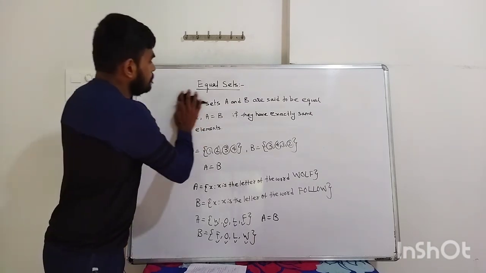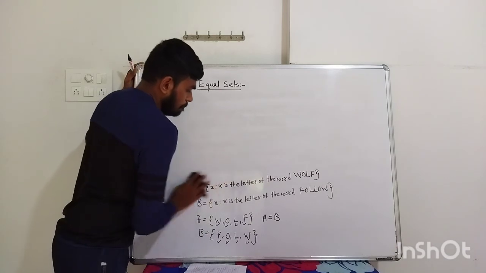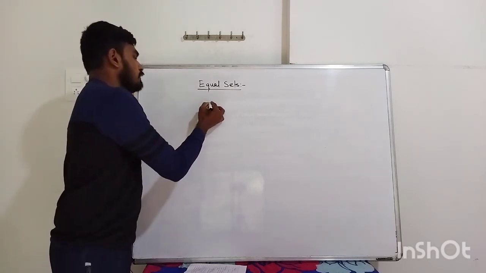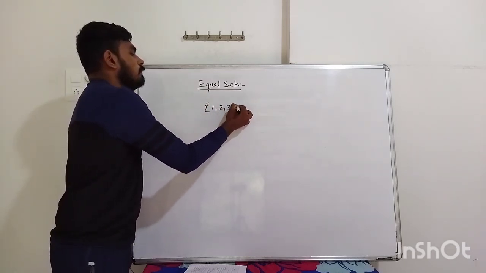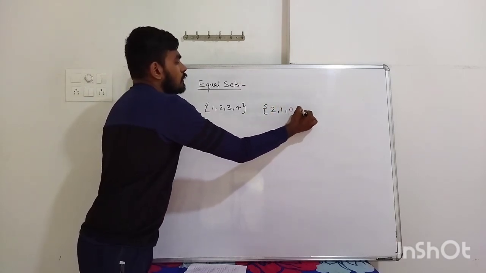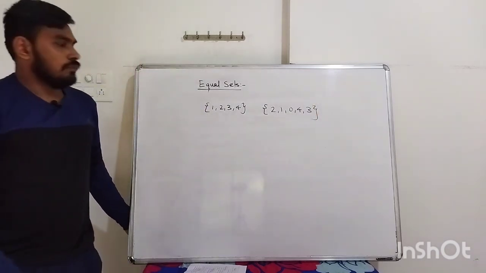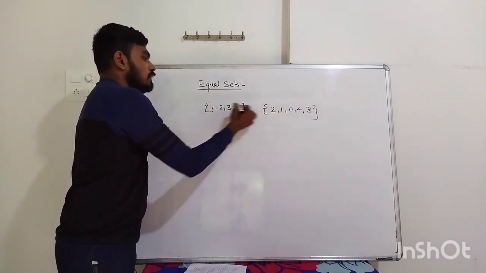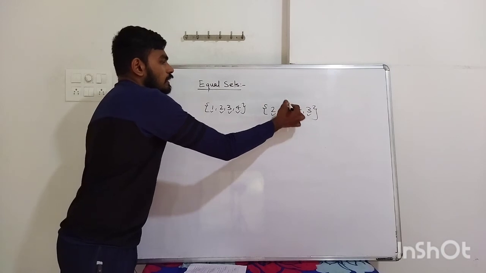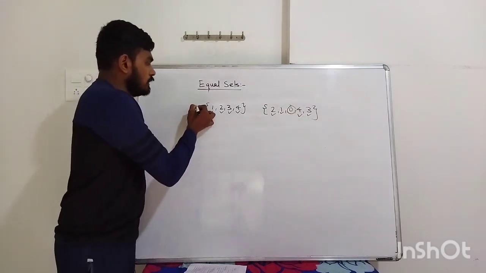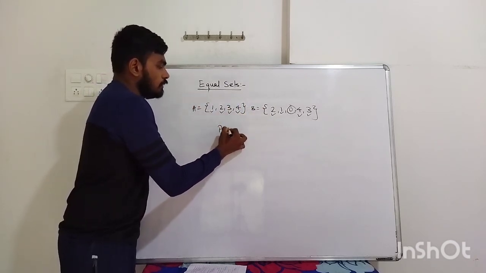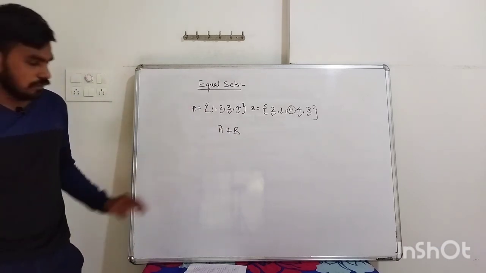Otherwise we say A not equal to B. For example, {1, 2, 3, 4} here, and here we have {2, 1, 0, 4, 3}. If you just look at this, 1 is there, 1 is there, 2 is there, 2 is there, 3 is there, 3 is there, 4 is there, 4 is there, but there is one extra element here, so you can't say that these two sets are equal. So if this is A, this is B, we say that A is not equal to B. Whenever they are not equal, put a symbol like this.